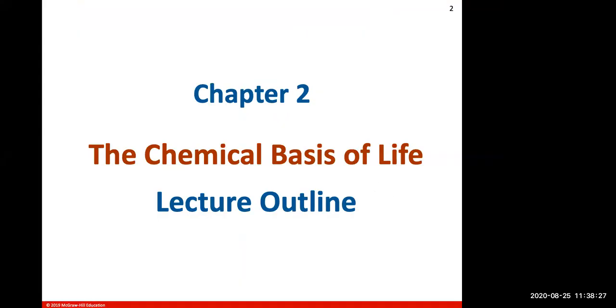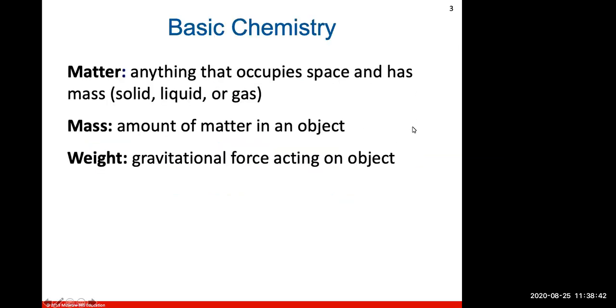All right, so this is the chemical basis of life. And again, I'm not sure if you guys have had chemistry yet, so this will be maybe a little bit trickier for some of you as we start this. If we start with chemistry, we talk about matter, mass, and weight. It's important to understand these concepts in anatomy and physiology, just because a lot of the physiological processes in your body are using chemical formulas and chemical equations.